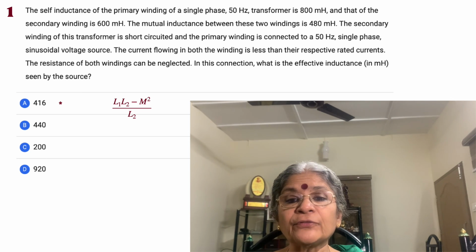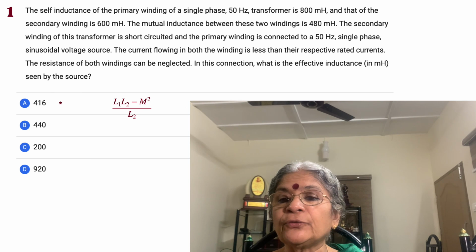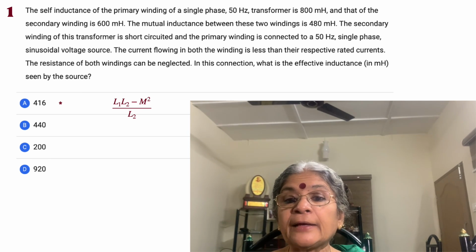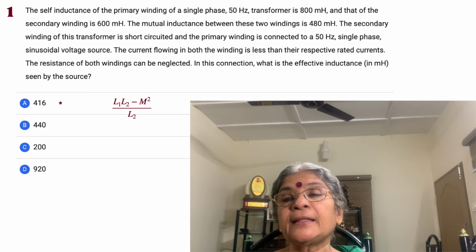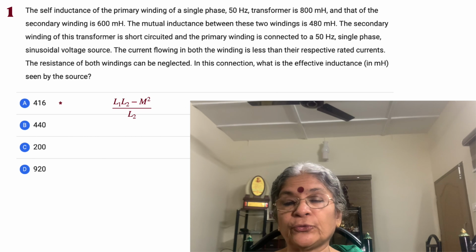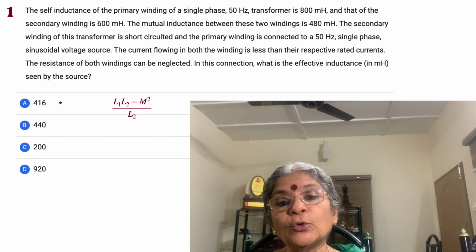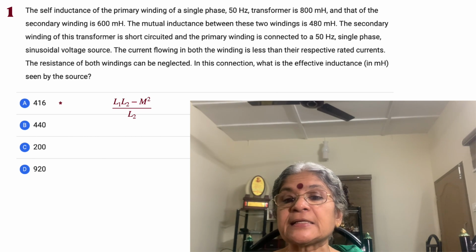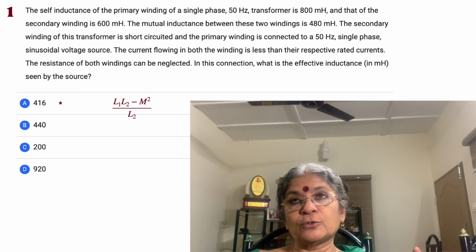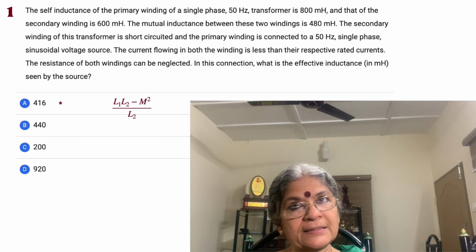The secondary winding of this transformer is short circuited, and the primary winding is connected to a 50 Hertz single phase sinusoidal voltage source. The current flowing in both windings is less than the respective rated current, otherwise there could be saturation and all these things would not be true. The resistance of both windings can be neglected. In this connection, what is the effective inductance in millihenry seen by the source, or seen from the primary side? The best way to understand is in this manner.